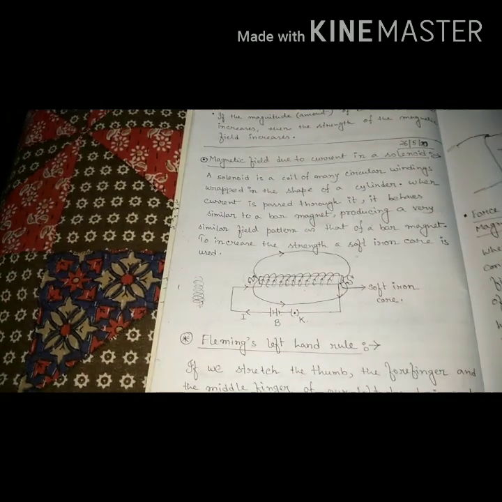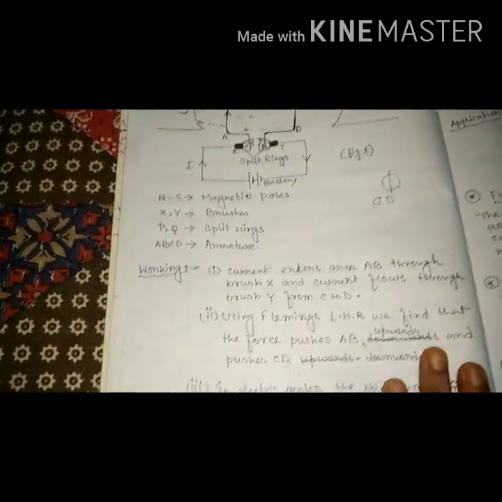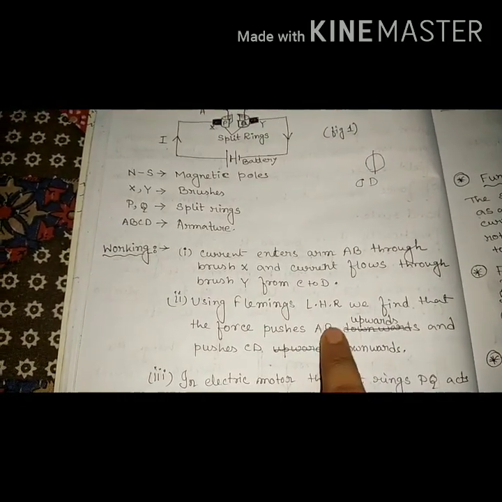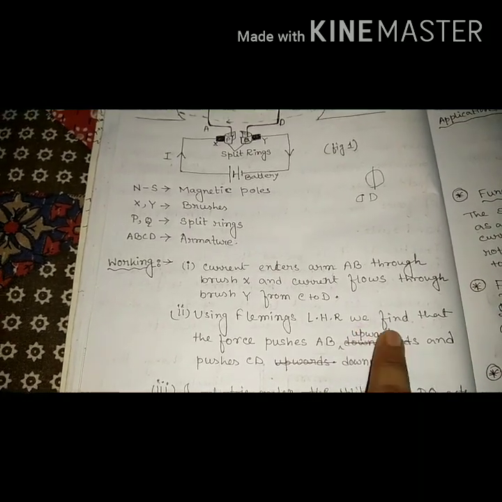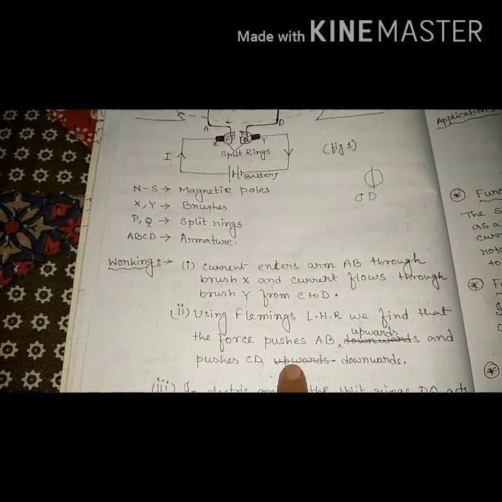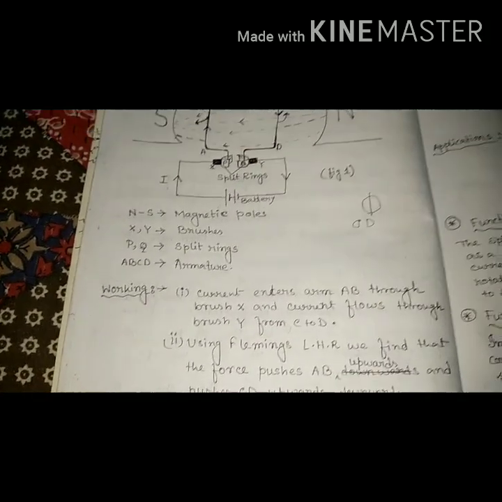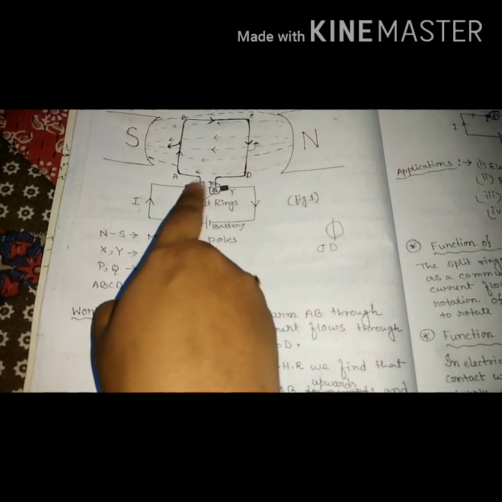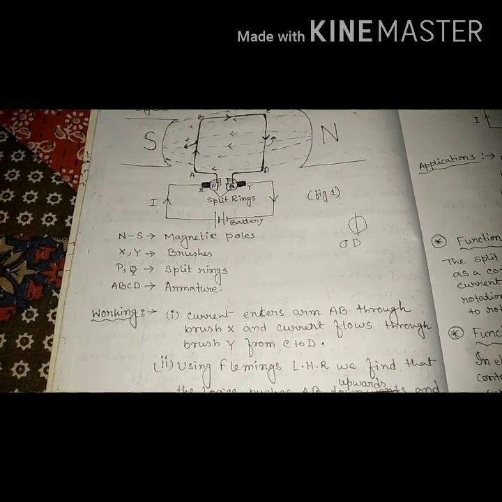Another thing, in the video of the electric motor, one thing you have to correct. When we explained it, it was okay, but in the notes it is wrong. The notes say the force pushes AB downwards. Please cut it and write upwards, and where it says pushes CD upwards, cut it and it will be downwards. Like this. These two are the split rings. You use these two in the case of a DC generator. Try it at home.